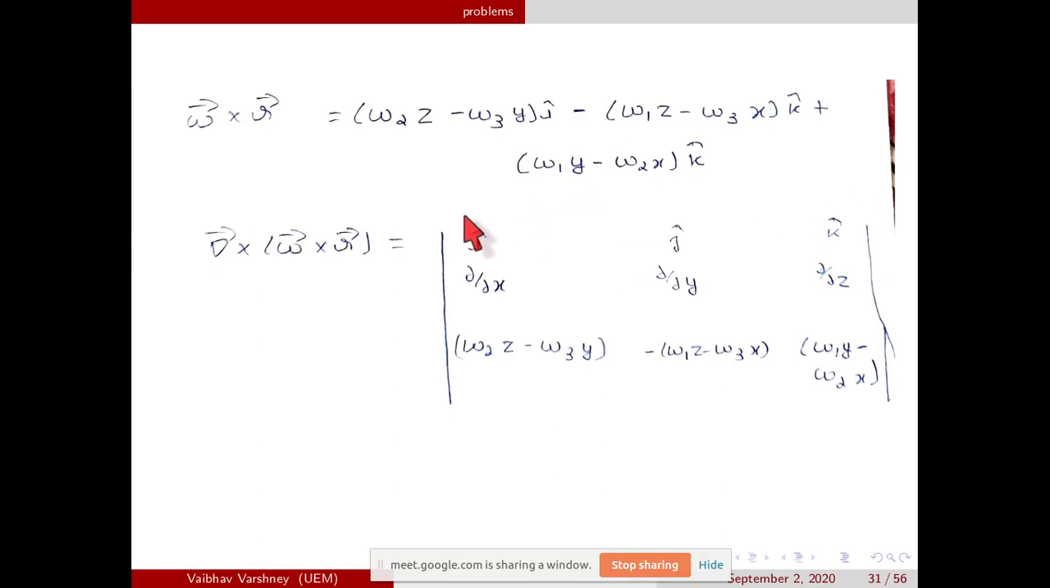Now we have to calculate the cross product of del with omega cross r. When you are calculating this, the first row is again i j k, the second is the del operator, which is del by del x, del by del y, del by del z, and the third row is the vector which we obtained: omega 2 z minus omega 3 y, minus omega 1 z minus omega 3 x, and omega 1 y minus omega 2 x. Any problem till this matrix del cross omega cross r? Any problem in this matrix? No, sir. Okay.